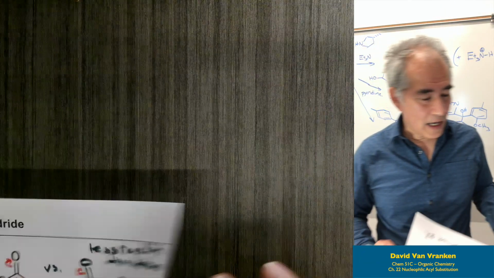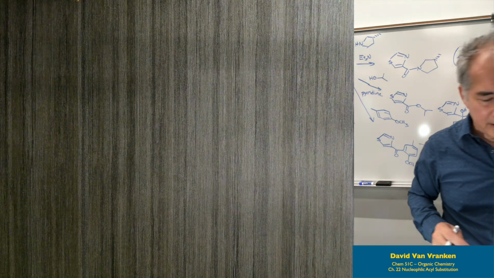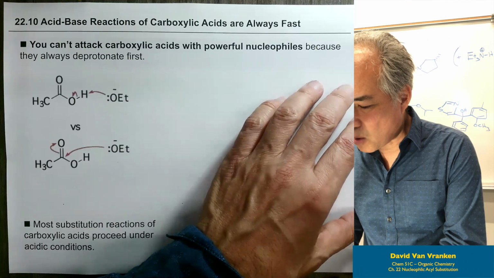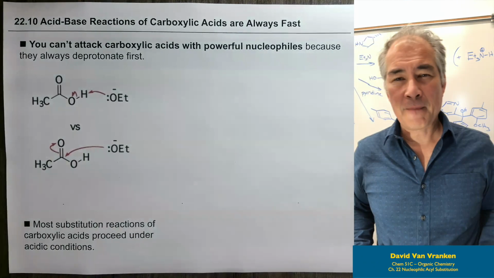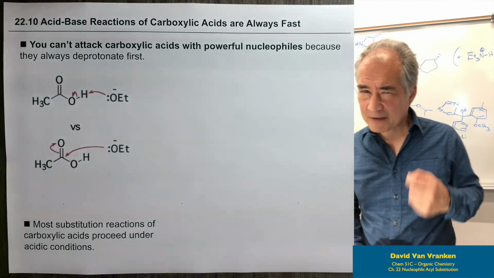Now, I want to talk about making bonds with carboxylic acids. Well, this is a lot trickier. We have an easy transformation for taking carboxylic acids and substituting them to make esters, but we have to think about this carefully.